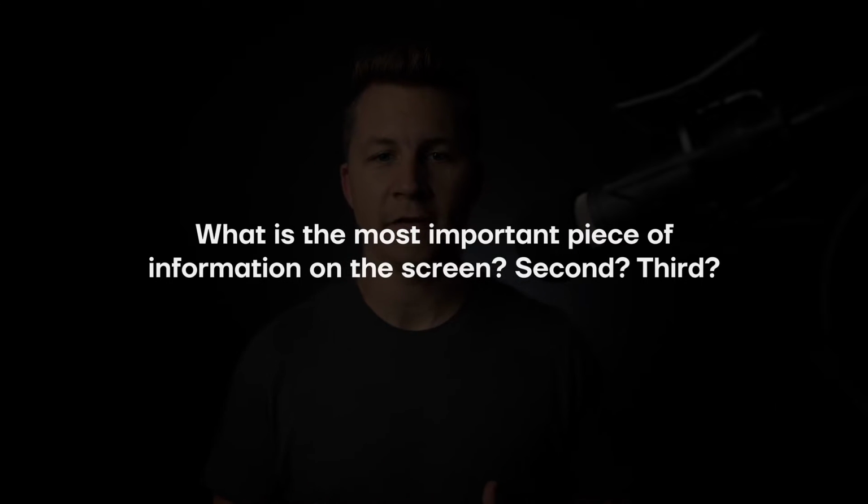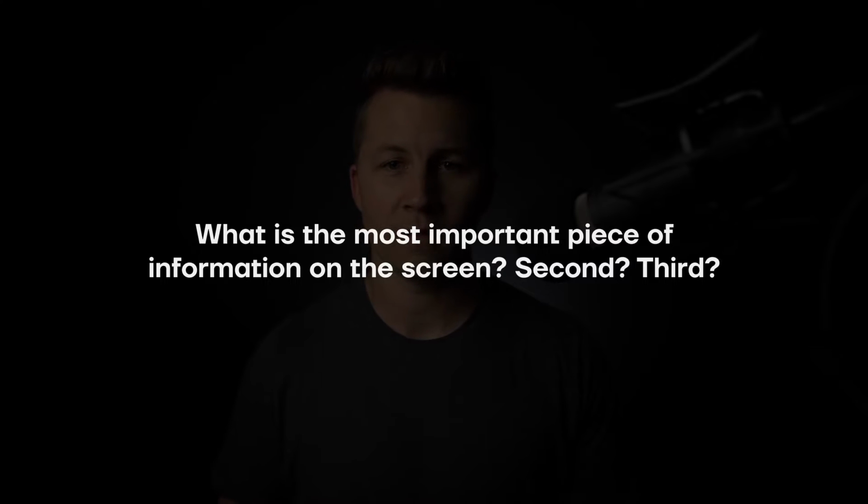Number four, what is the most important piece of information on the screen? What is the second most important thing on the screen, and what's the third most important? That is basically hierarchy in a nutshell, just ranking things one above the other. And sometimes, not always, the most important thing should be the most prominent thing, the largest, the most visually heavy thing. So for a quick reference, let's take a look at some examples.